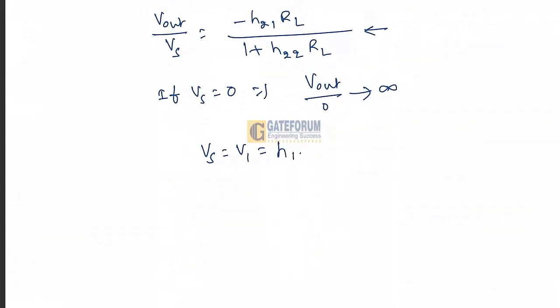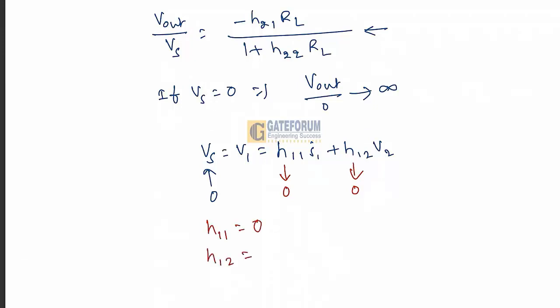H11 I1 plus H12 V2. So to make Vs 0, what should be the condition? I1 cannot be 0 and V2 cannot be 0. So what parameter should be 0? H11 should be 0 and H12 should be 0. So we can say that to get the maximum gain, H11 should be 0 and H12 should be 0.